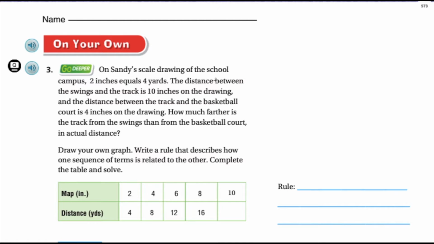All right, so let's read. Number 3. On Sandy's scale drawing of the school campus, 2 inches equals 4 yards. The distance between the swings and the track is 10 inches on the drawing, and the distance between the track and the basketball court is 4 inches on the drawing. How much further is the track from the swings than from the basketball courts in actual distance? Draw your own graph. Write a rule that describes how one sequence of terms is related to the other. Complete the table and solve.